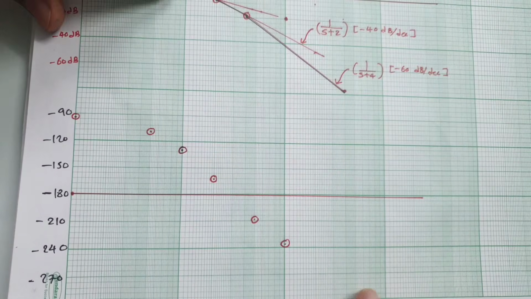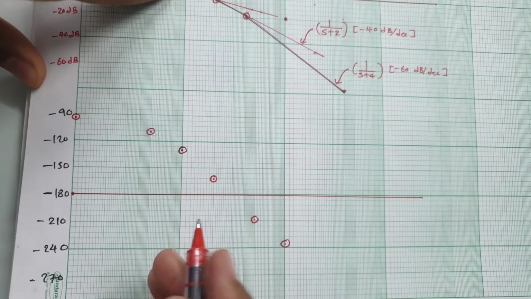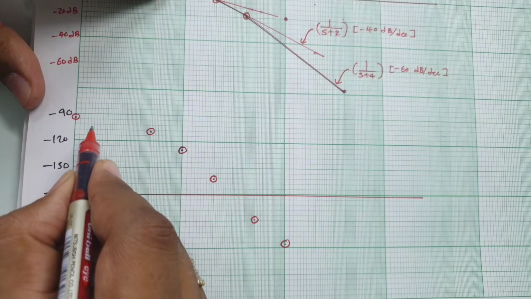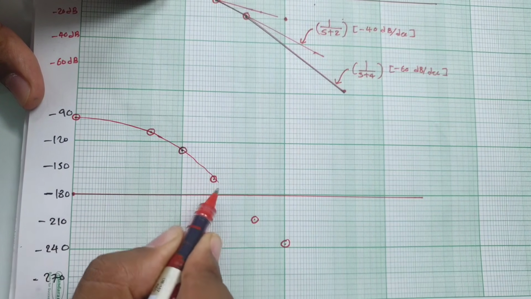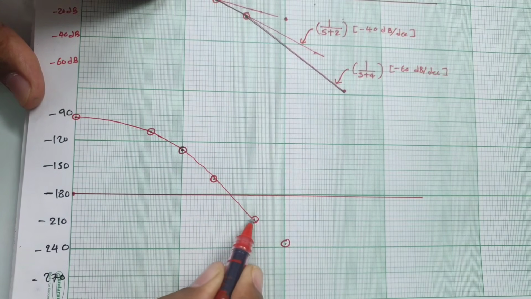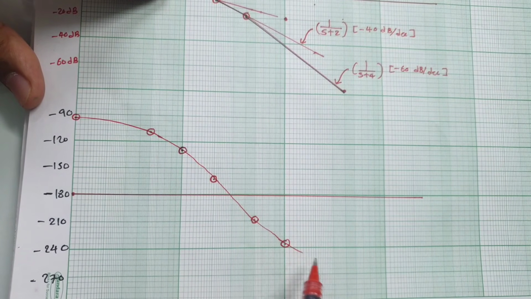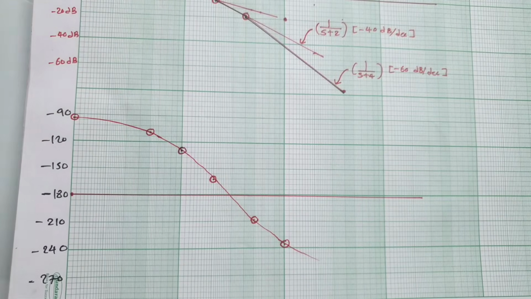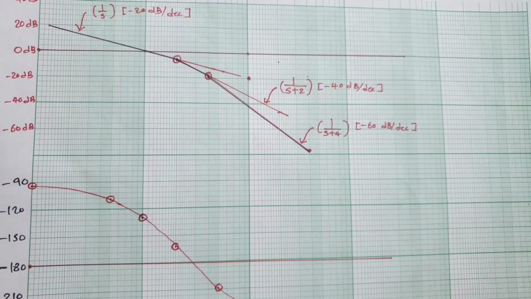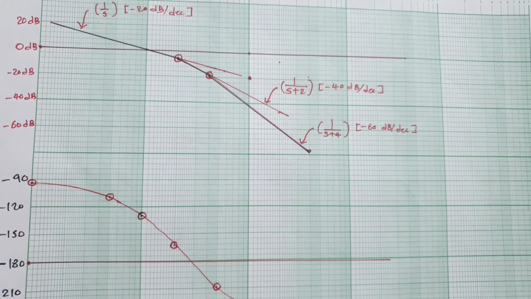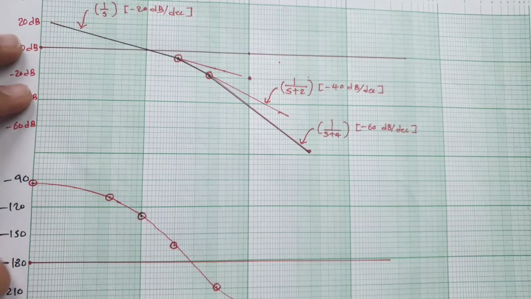Now from these points, all I can do is stretch a line through them. If you want higher precision, then you can take more points to have higher precision. Now we have this graph, which is the Bode plot graph.